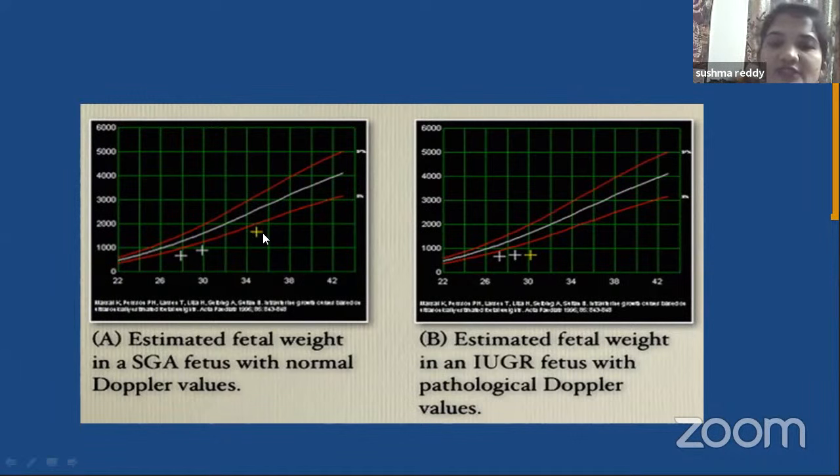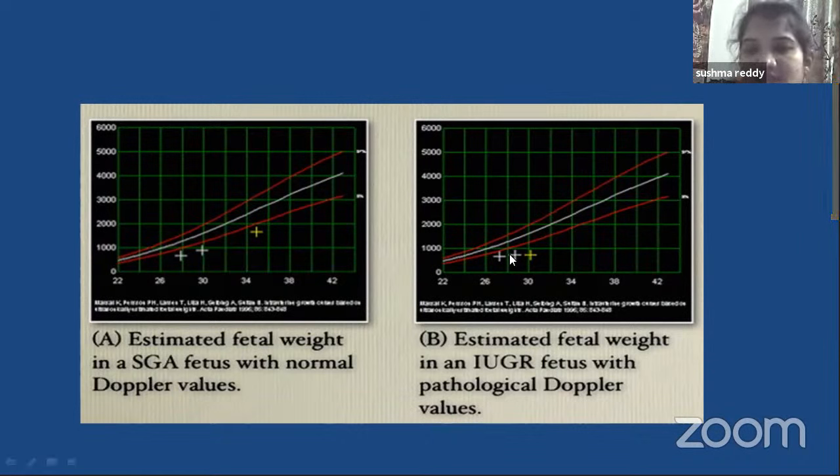So if we consider this fetus in the first graph, at 34 weeks, it is considered to be small for gestational age. But if we compare it with the earlier scans, all the while this fetus was constantly SGA. That means this fetus has been growing as SGA since the beginning. That means this fetus might be genetically predetermined to be small, and if there are no Doppler changes, then we need not worry regarding this fetus.